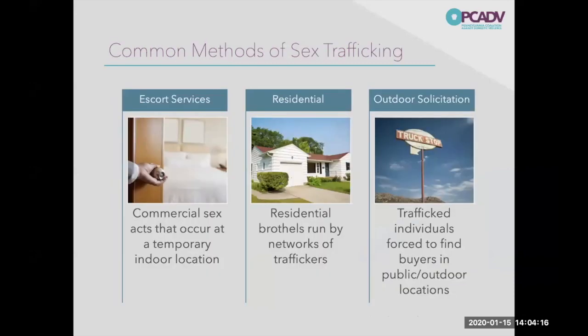When we look at those common methods, you may remember that lengthy list of 25 forms of human trafficking that have been identified. We see escort services, residential, and outdoor solicitation as the most prevalent methods of sex trafficking here in Pennsylvania. I want to break down what the differences are between these, because at first glance they may seem like they're all the same thing.